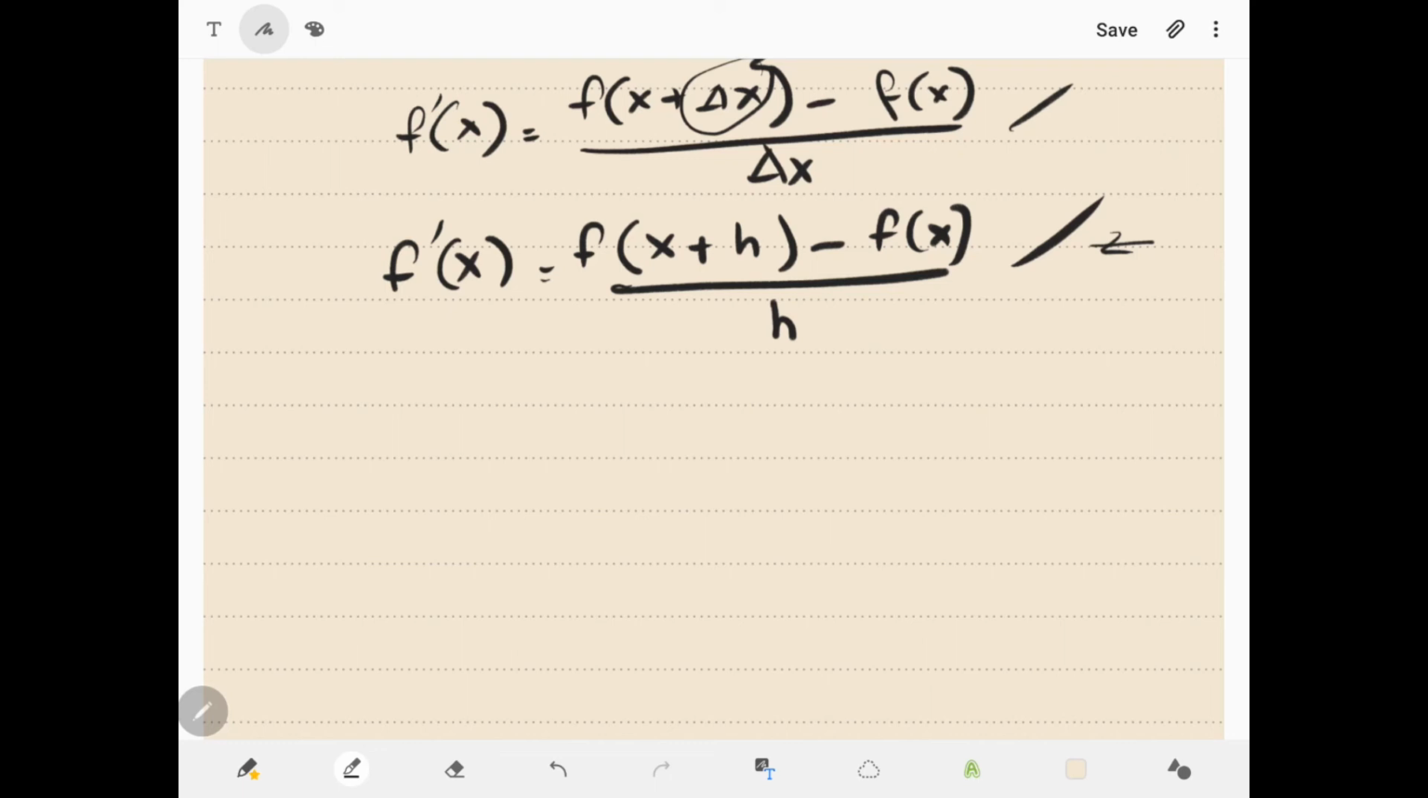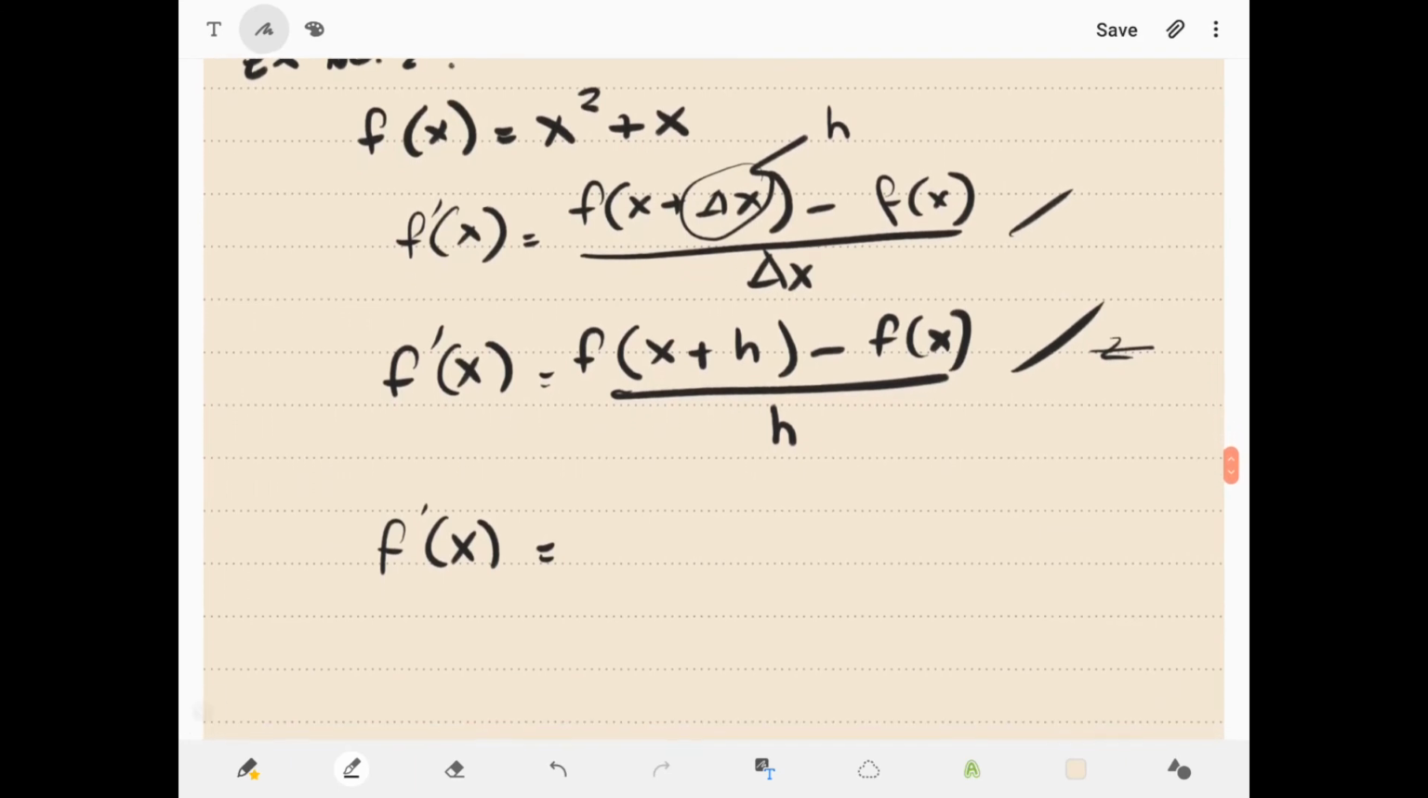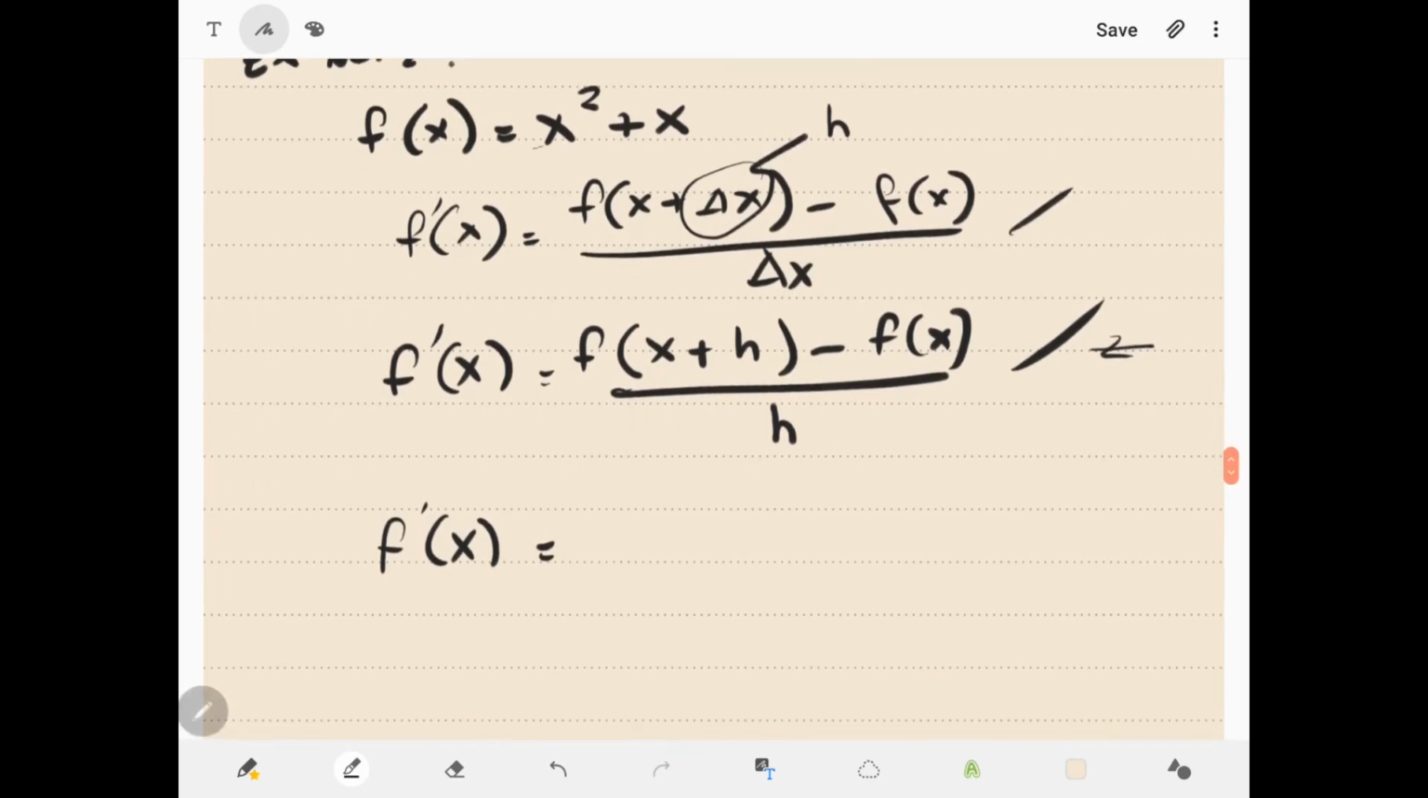Okay, so let's now solve, substituting this function from our given. So what is our function of x? So again, the method here is you find x on the function, and if you can find x, you just have to add delta x or h. So let's try h. Okay, so the function here is x plus h squared, plus x plus h.